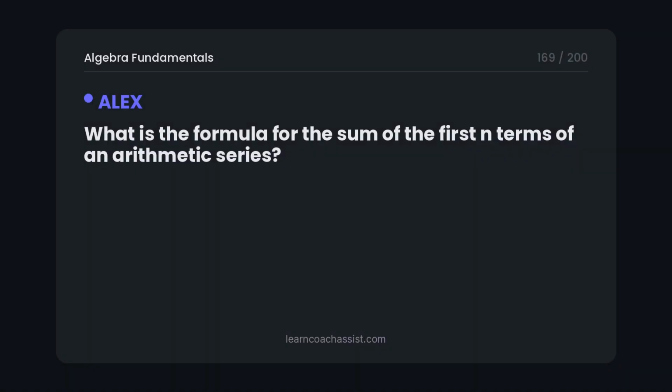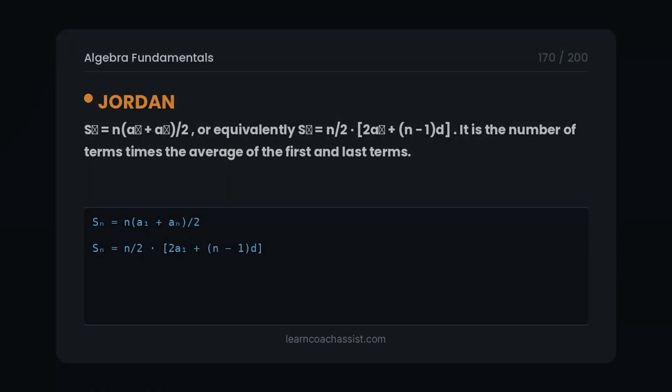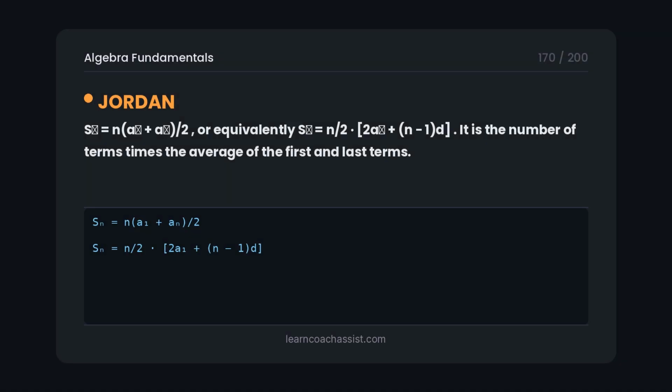What is the formula for the sum of the first n terms of an arithmetic series? S_n equals n(a_1 plus a_n) / 2, or equivalently S_n equals n/2 (2a_1 plus (n-1)d). It is the number of terms times the average of the first and last terms.